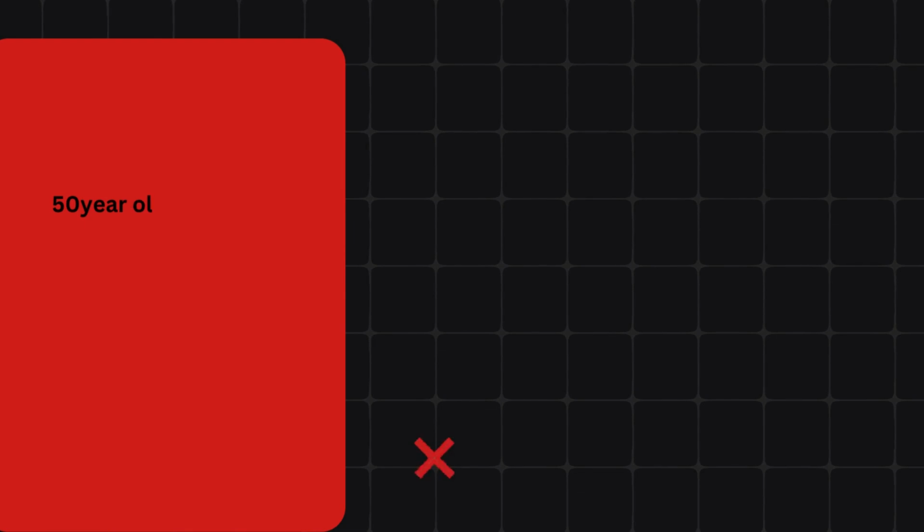A 50-year-old male collapsed at a marriage function. On examination he is unconscious, has no pulse and there is no visible chest rise. Being the only doctor in the function, how will you approach the scenario?